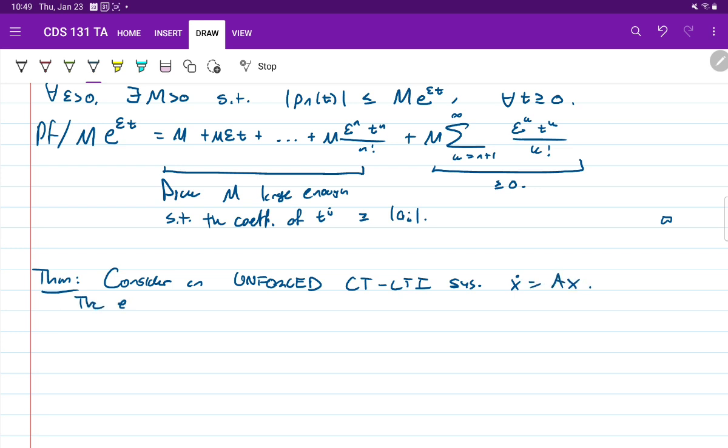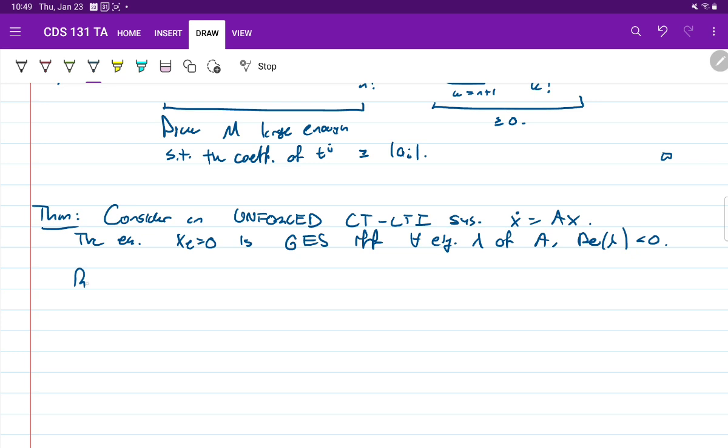So the equilibrium xe equals 0 is globally exponentially stable if and only if, for all eigenvalues lambda of A, the real part of lambda is less than 0. Okay? So if the real parts of the eigenvalues are all less than 0, we're going to have global exponential stability, and the converse of this is true. Okay? So this is necessary and sufficient.